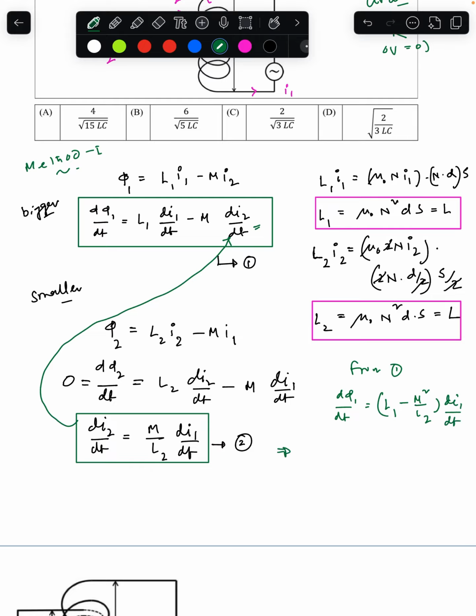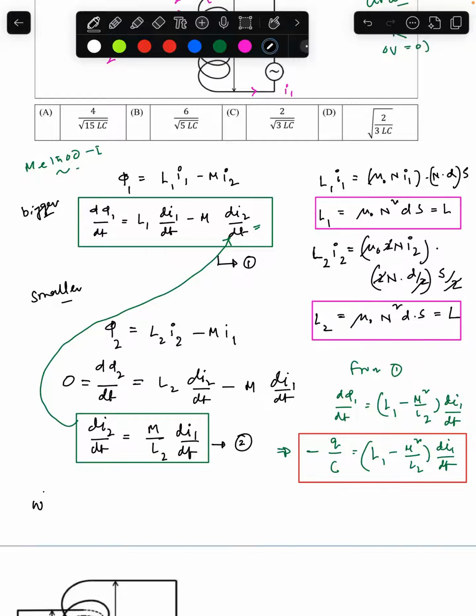Now this equation presumably becomes d phi 1 by dt is equal to nothing but minus q by C, that is equal to L1 minus m square by L2 into di1 by dt. So here this equation is clearly referring to the equation of SHM, where I can write omega square is equal to L1 minus m square by L2. So here, directly I can write L equivalent. L equivalent is this quantity, that is equal to L1 minus m square by L2.